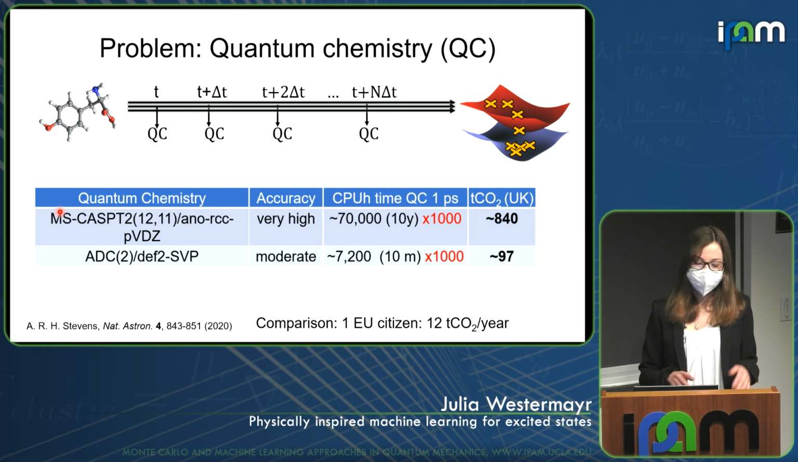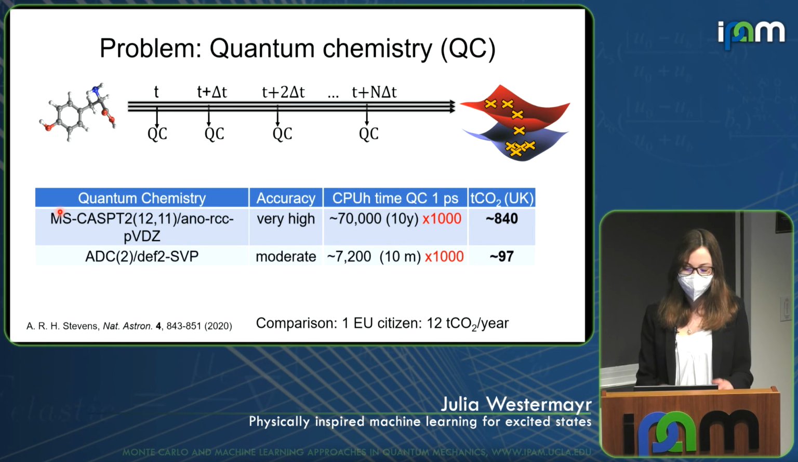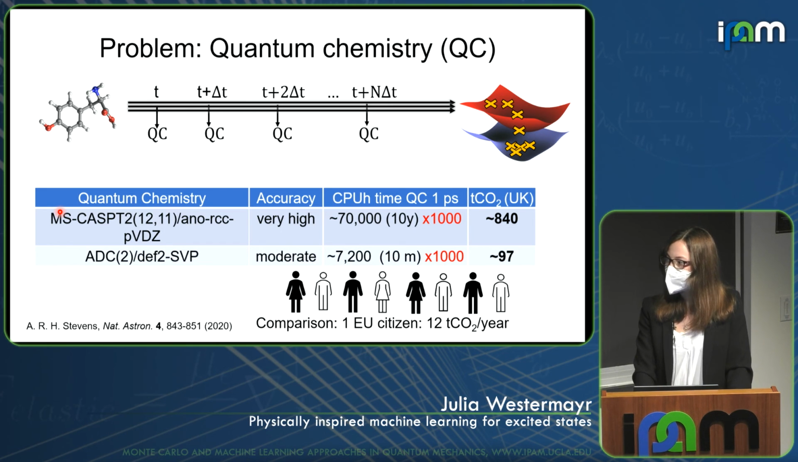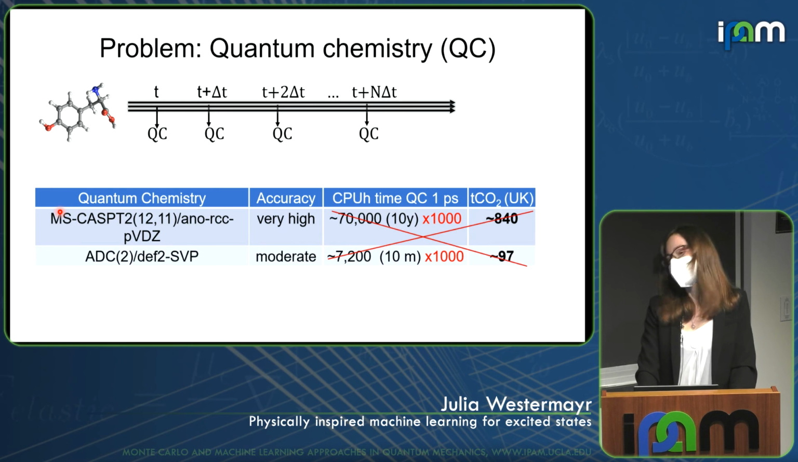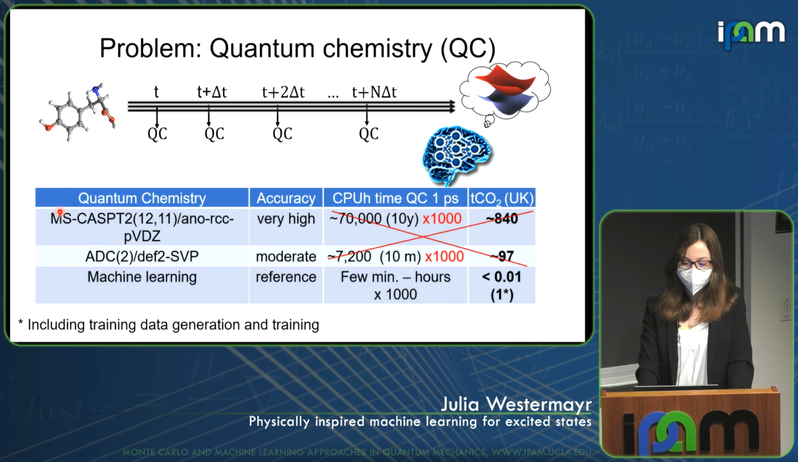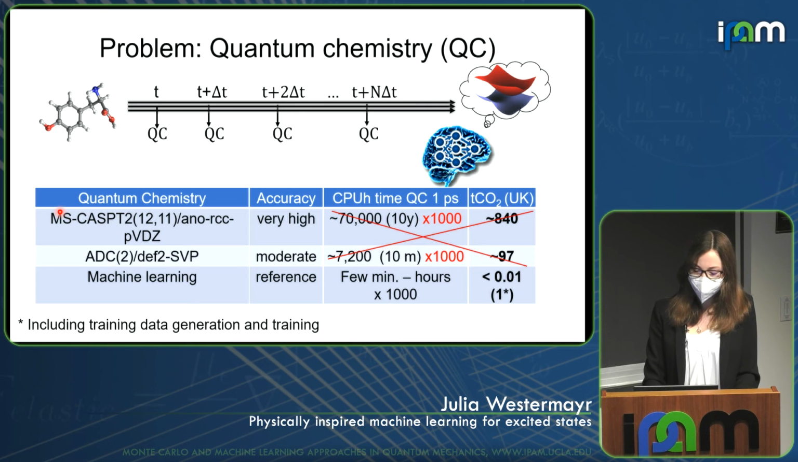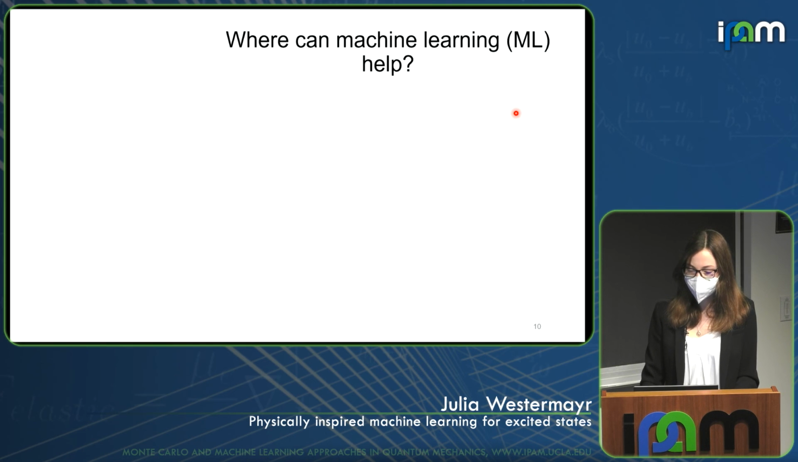Of course, we can also use a single reference method for a certain conformational region, and then it would still take about 10 months for computation, and it would still produce about 100 tons of CO2. So this is not really sustainable. Therefore, we wanted to replace quantum chemistry and use machine learning instead. With machine learning, we could get to the accuracy of the reference method, but with much faster simulations. So we wanted to approximate these potential energy surfaces and couplings to do dynamics.